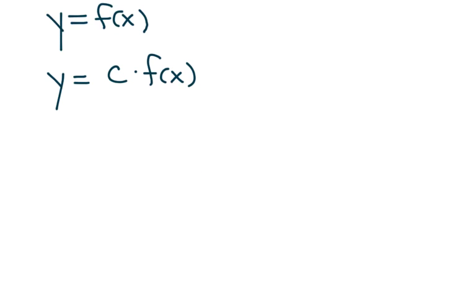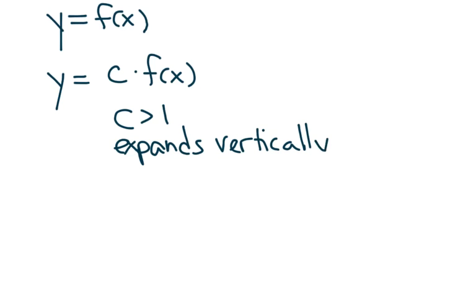Sometimes we multiply a function by a number. If the number you multiply is greater than 1, in this textbook it expands vertically. Different textbooks use different terminology for what happens when you multiply a function by a number. Sometimes they say that it stretches vertically, so you may have learned that in Algebra 2.